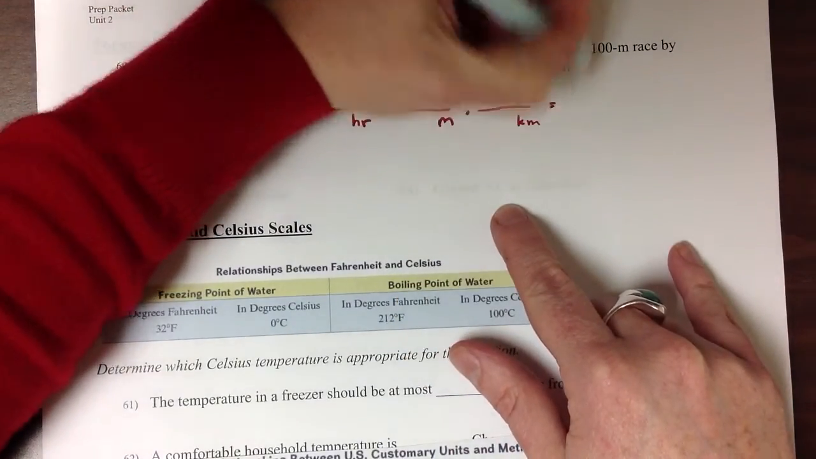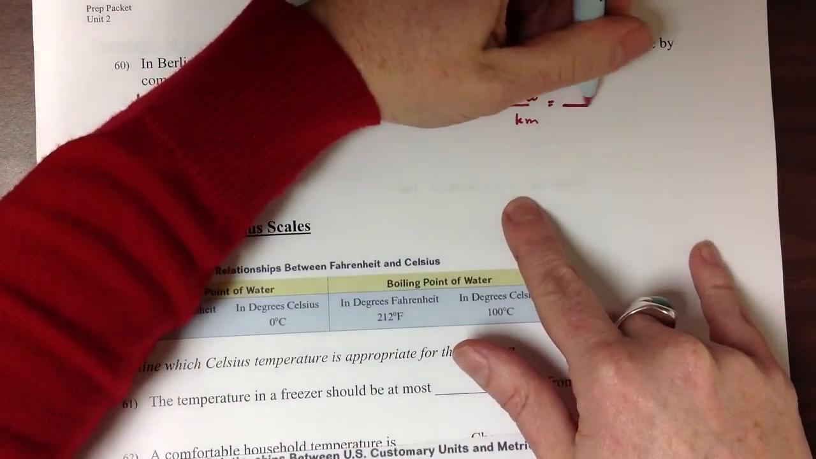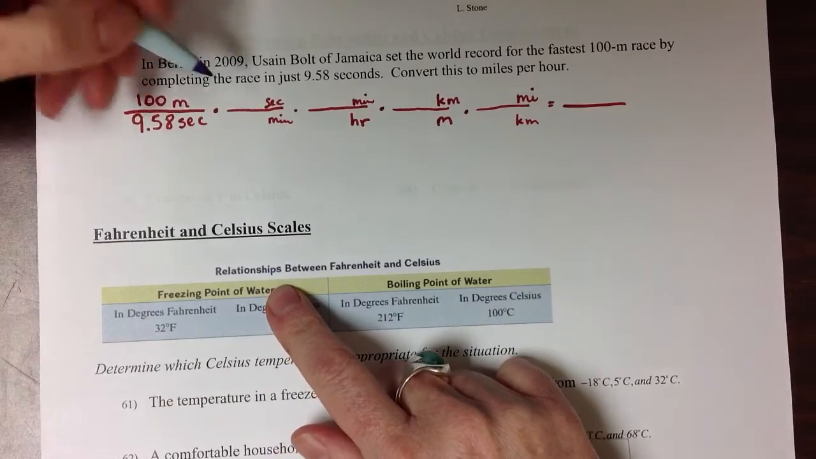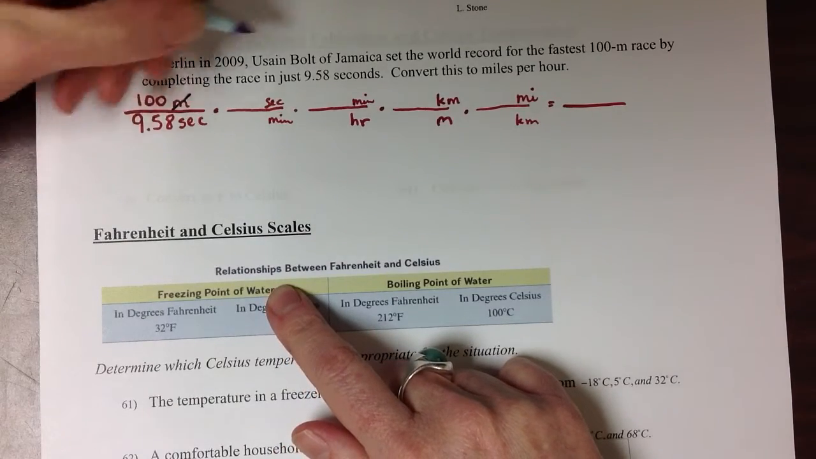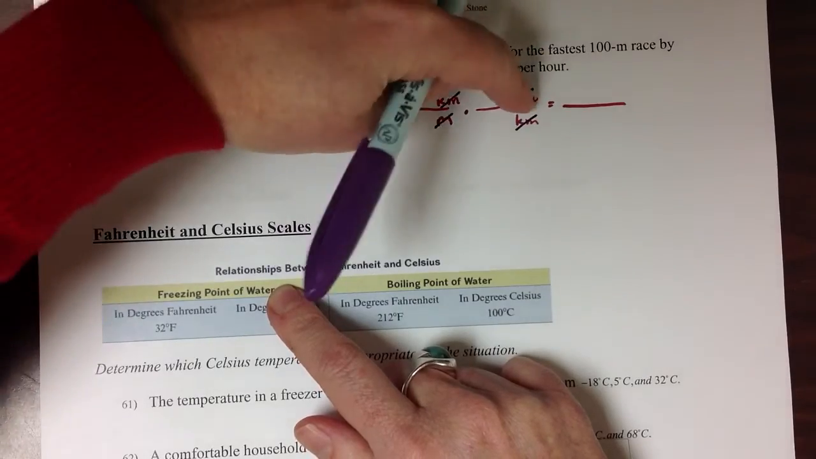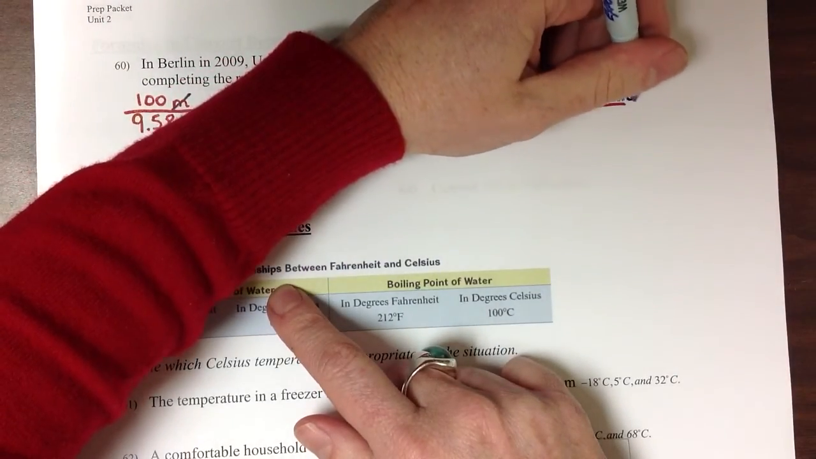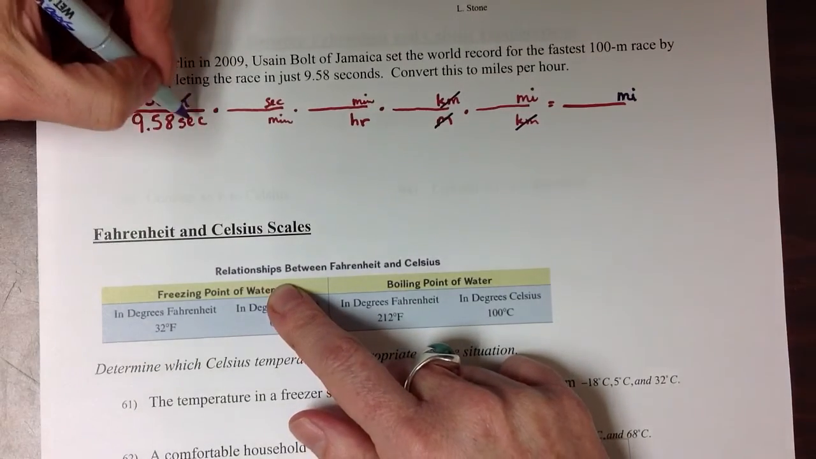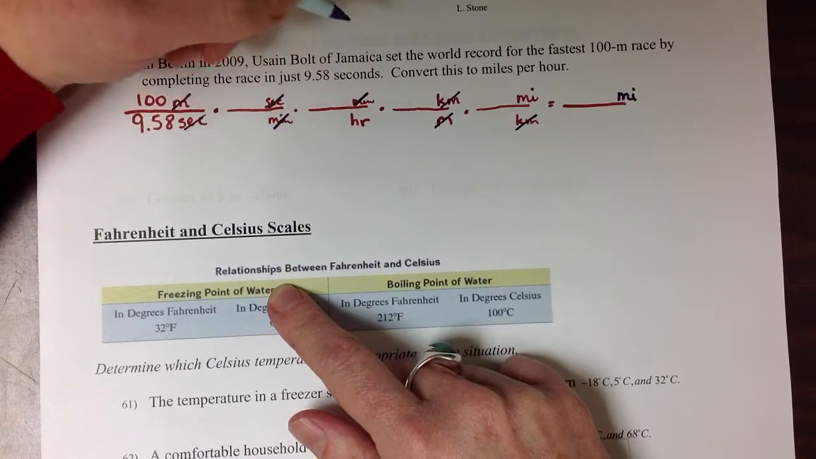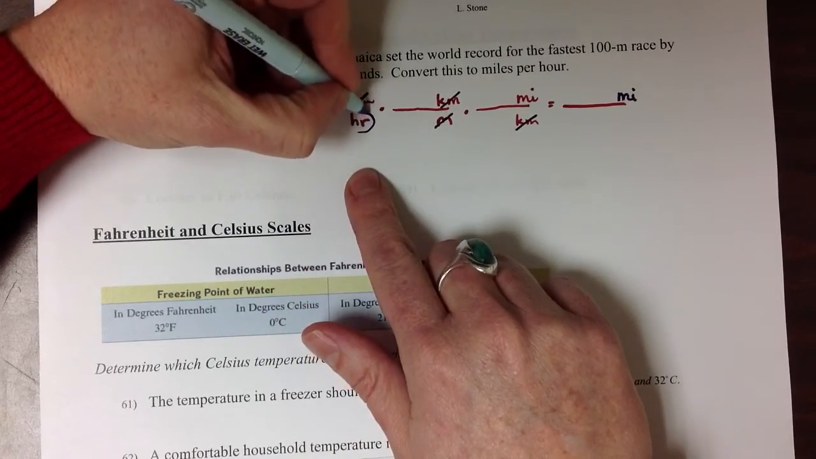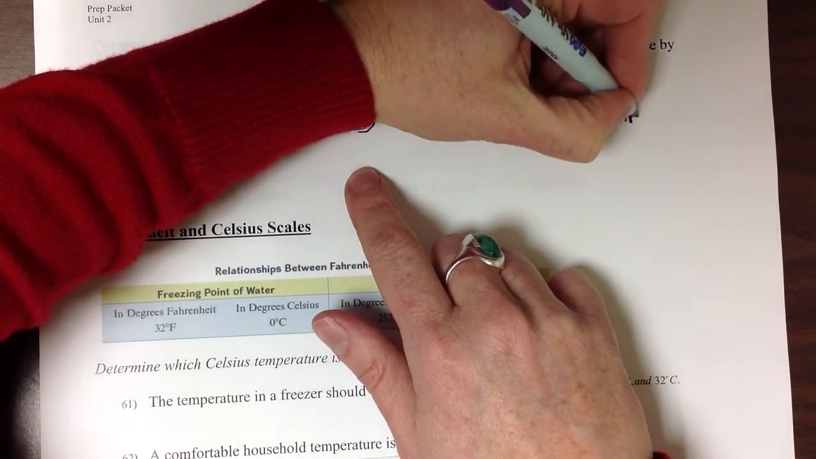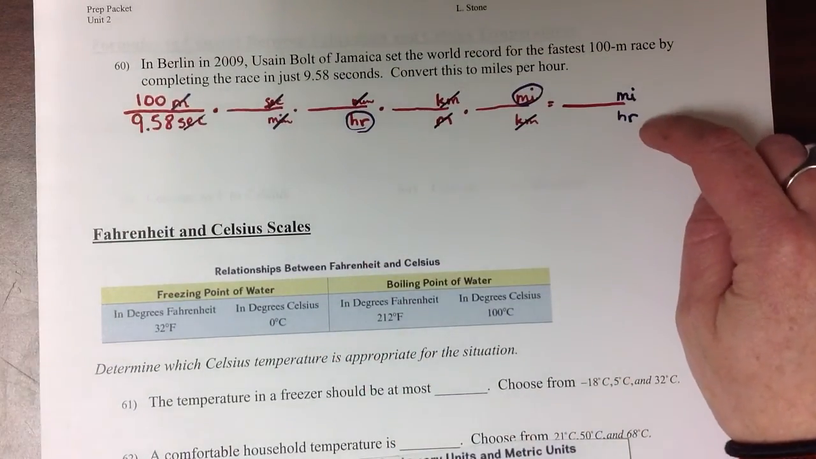So first let's check to make sure that our units are going to come out the way we want them to. This meter cancels out with this meter and this kilometer with this kilometer, leaving me with miles as my final unit of distance. The seconds will cancel out, the minutes will cancel out, leaving the hours remaining. So my final unit will be miles per hour.